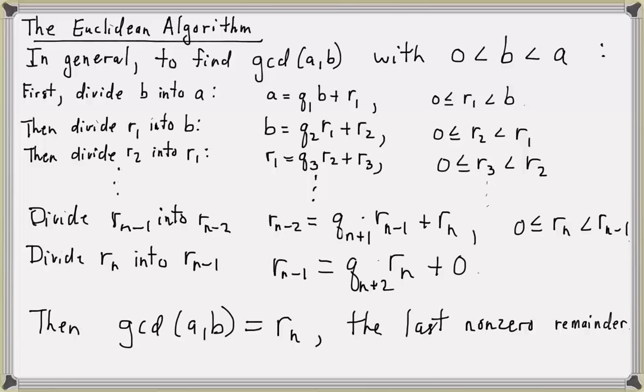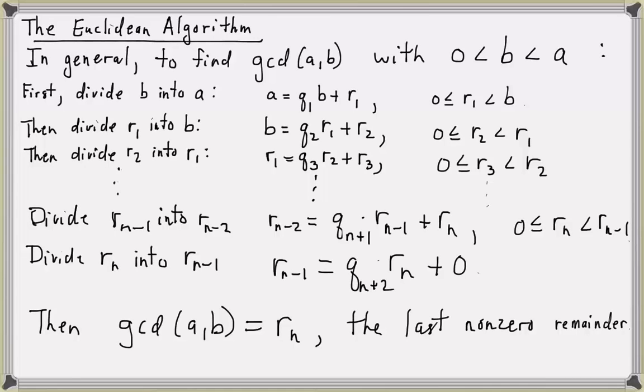So this is the Euclidean algorithm for finding the greatest common divisor. But why does this work? Well, in the last equation that we had, we saw that the last equation was R_{n-1} equals a quotient Q_{n+1} times R_n plus 0. If you look at this statement, the greatest common divisor of R_n and 0 is R_n.